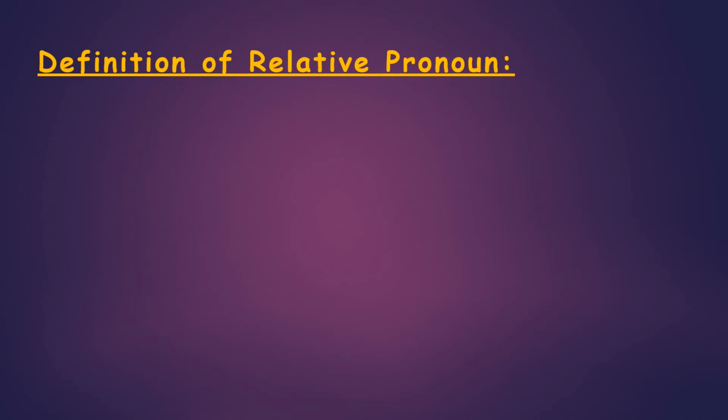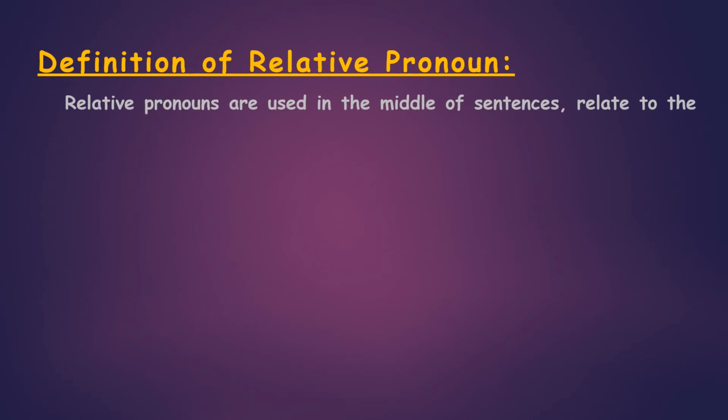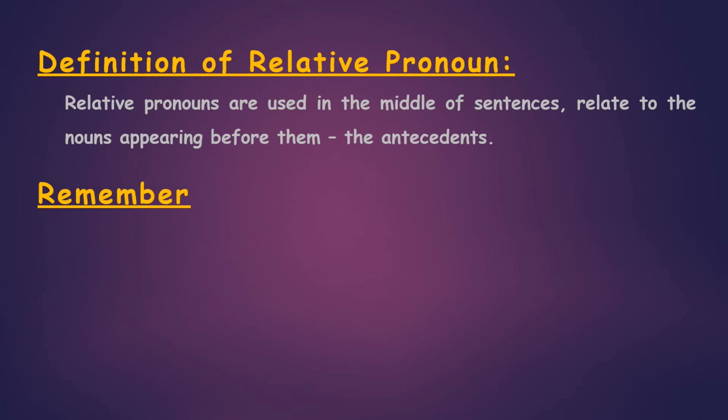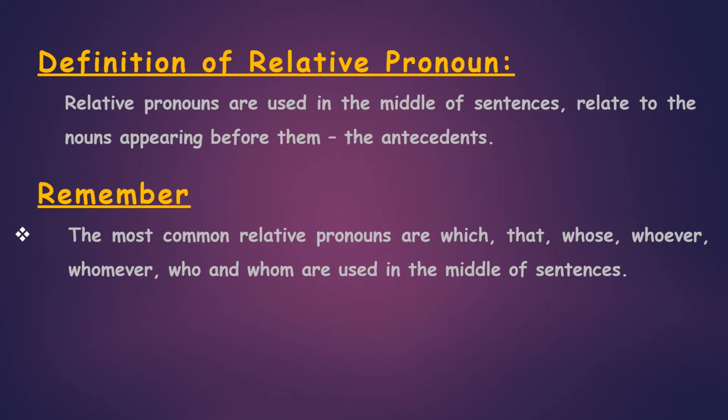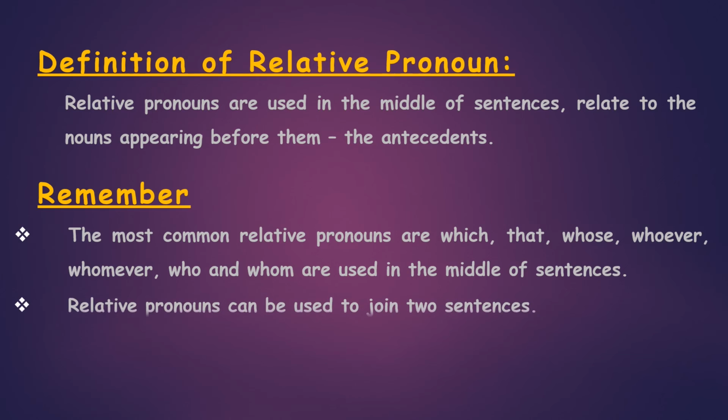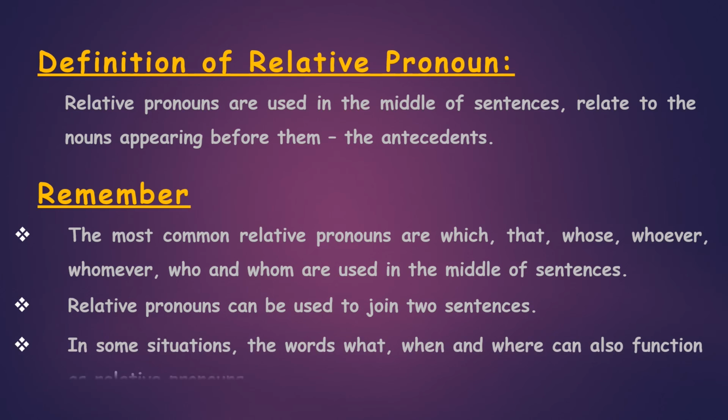Definition of relative pronoun. Relative pronouns are used in the middle of sentences, relate to the nouns appearing before them, the antecedents. Remember, the most common relative pronouns are which, that, whose, whoever, whomever, who and whom. Relative pronouns can be used to join two sentences. In some situations, the words what, when and where can also function as relative pronouns.